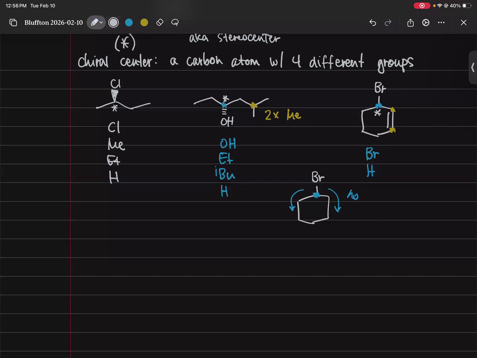That would even apply if we had a wedge. Turns out that wedge actually doesn't mean anything because it's not a chiral center. That's something I might do to be mean: draw that and ask you if that's a stereocenter or not. So make sure you look for those 4 different groups.